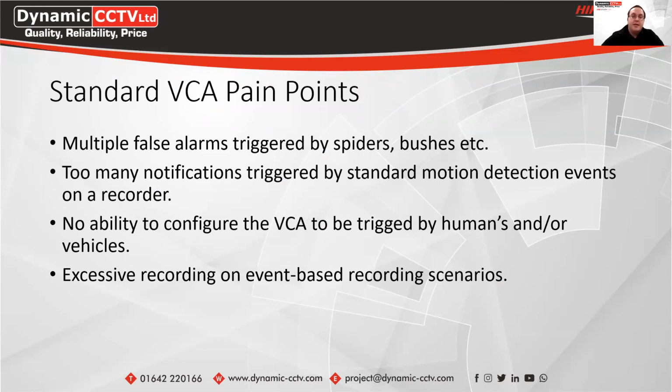So with standard VCA rules, I'm sure we all know that line crossing and intrusion detection can be triggered by spiders crossing over the camera lens, bushes moving into the area, or even, for example, a bag that has blown into the intrusion zone and stayed there for the threshold time that's been set, and then it's triggered that event as a false alarm. That does cause excessive recording on event-based scenarios, depending on how the system's set up, as well as notifications through monitoring stations and the HikConnect mobile app, for example.